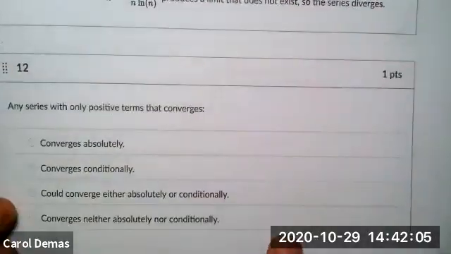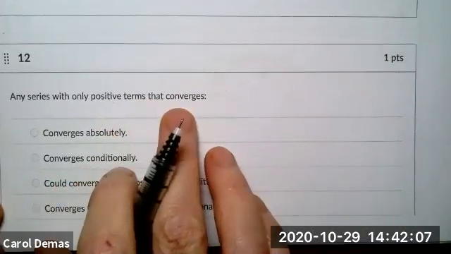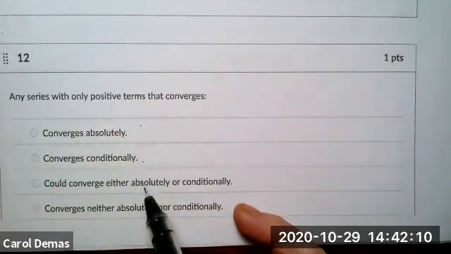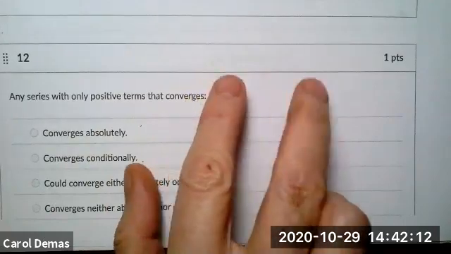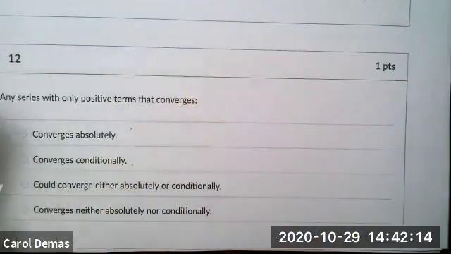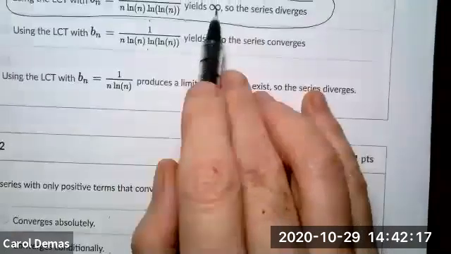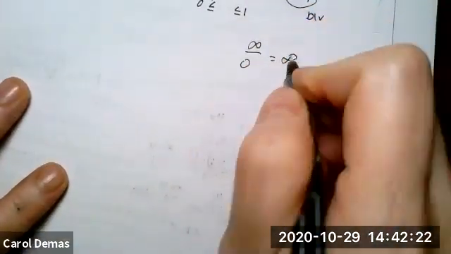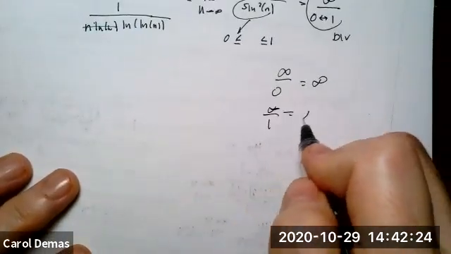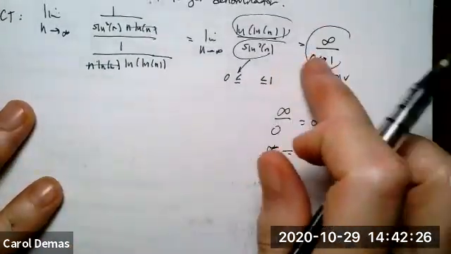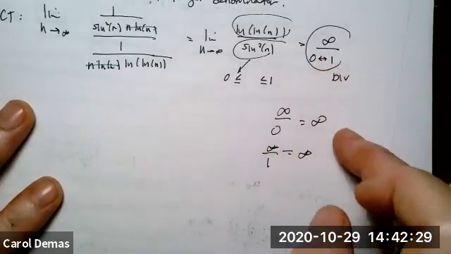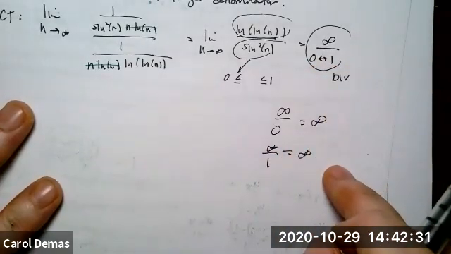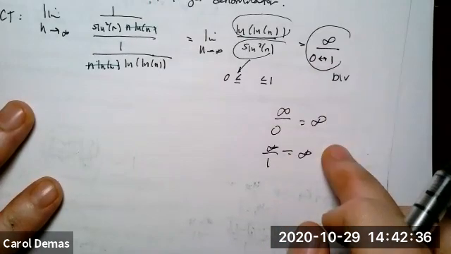Okay, what about 12? Any series with only positive terms that converges. What's the answer here? Why does it yield infinity? It diverges. Yeah, infinity over 0 is still infinity. Infinity over 1 is still infinity. So any possible value in the denominator will still give you infinity. Do you see that? Yeah, these are kind of tough.